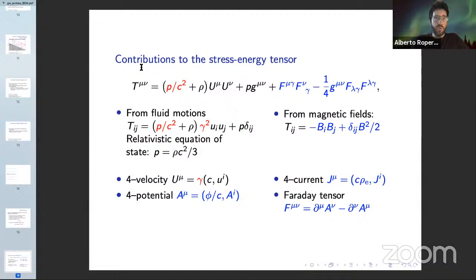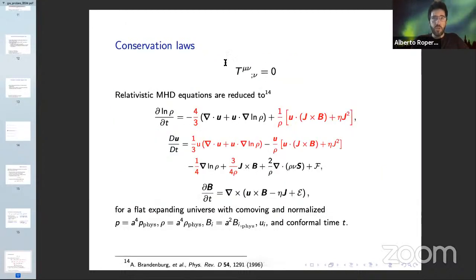So on one hand, we have contributions to the stress-energy tensor that are coming from fluid motions with the ultra-relativistic equation of state and considering relativistic velocities. And we also have contributions coming from the magnetic fields, which are given by the Faraday tensor after assuming that we don't have electric fields due to the high conductivity of the universe. So once we have the contributions from magnetic and velocity fields, we can derive the conservation laws in the expanding universe after appropriately defining some comoving and normalized variables that can be considered as expanding with the universe.